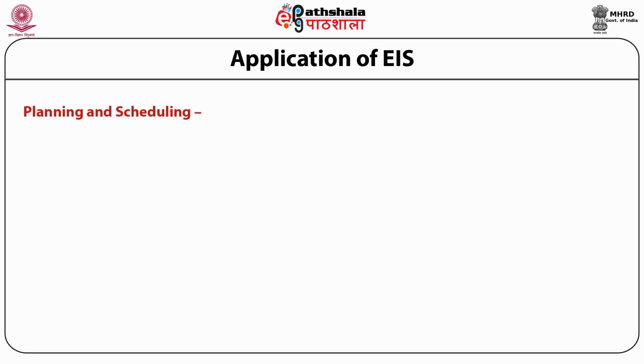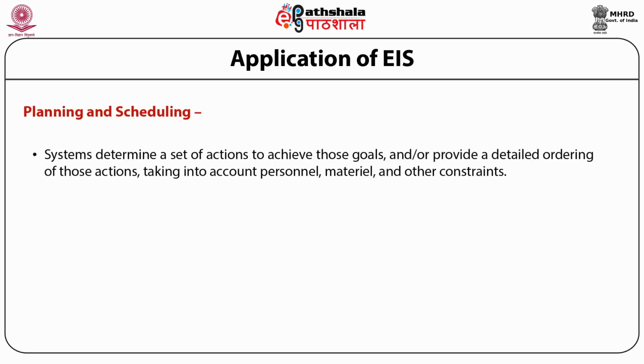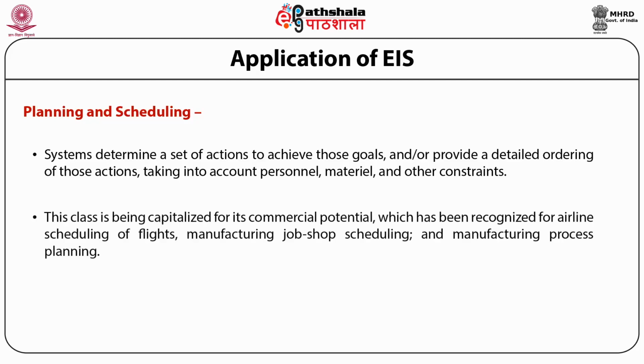Planning and scheduling. Systems determine a set of actions to achieve goals and provide a detailed ordering of those actions by taking into account personnel, material, and other constraints. This class is being capitalized for its commercial potential, which has been recognized for airline scheduling of flights, manufacturing job shop scheduling, and manufacturing process planning.